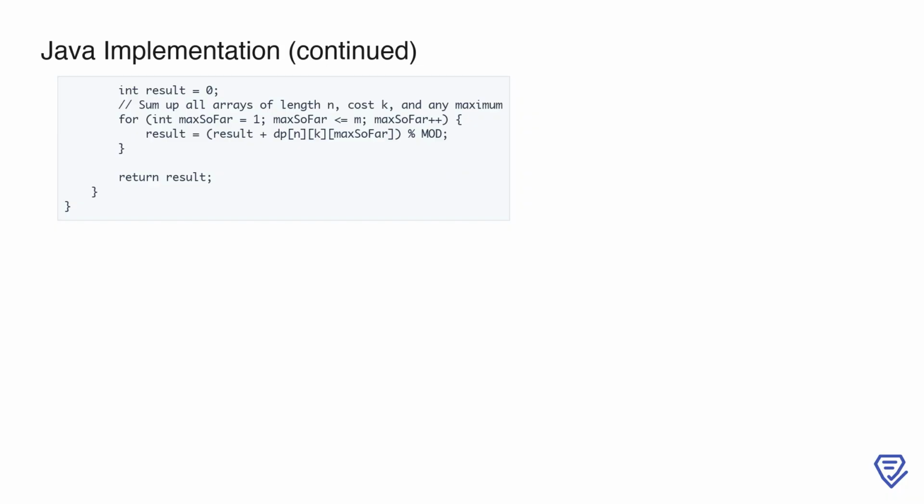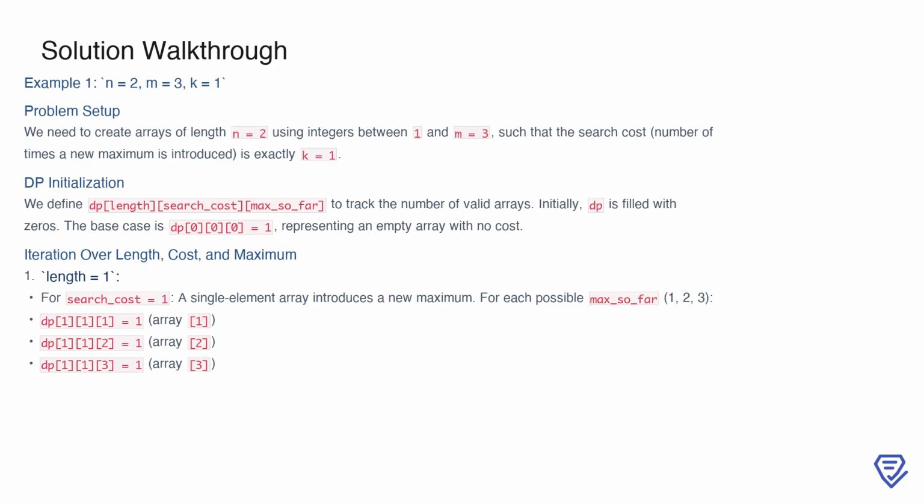keeping the calculations optimized. We begin with the setup for the first example, where we need to build arrays of length 2 using integers between 1 and 3, such that the search cost, or the number of times a new maximum is introduced, is exactly 1. To tackle this, we use dynamic programming and define a three-dimensional array, dp[length][search_cost][max_so_far], to track the number of valid arrays. Initially, the entire dp array is filled with zeros, and the base case is defined as dp[0][0][0] equals 1, which represents an empty array with no cost.